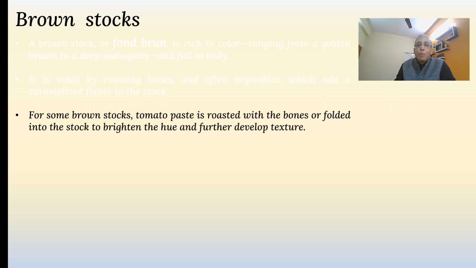In some brown stocks, tomato paste is also roasted. Tomato is also roasted with the bones or folded into the stock to brighten the hue and further develop the texture. We take the help of tomatoes also. Tomato has multiple uses. It has some acidic presence that is also required for making a stock. We'll clarify it a little later. Tomato will not only add to the taste and help in coagulation, at the same time it will accentuate the color of the brown stock.